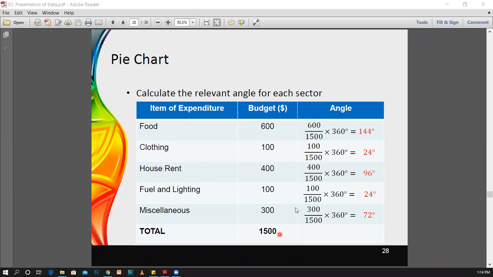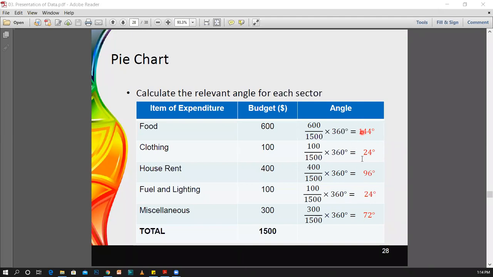Then what we can do is 100 divided by 1500 and then multiplied with 360 degrees. Then we can get this angle as 24 degrees. Likewise, you can calculate the angles associated with each sector or each category. Then the next thing is, you can check whether you have correctly calculated this angle.